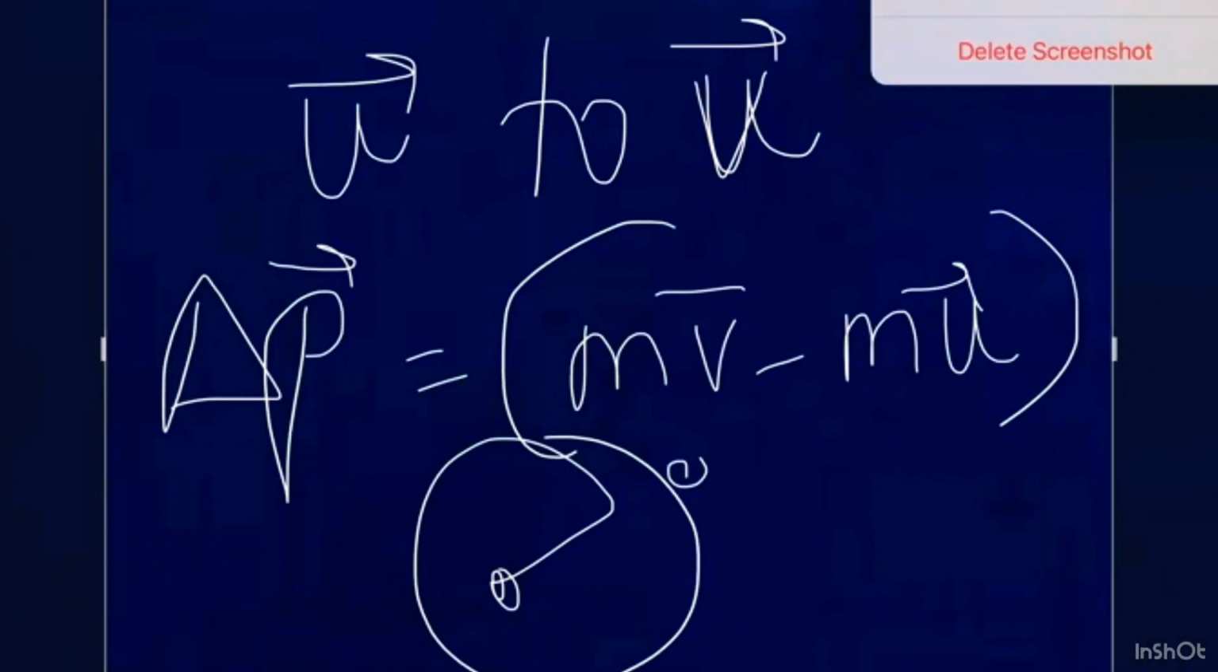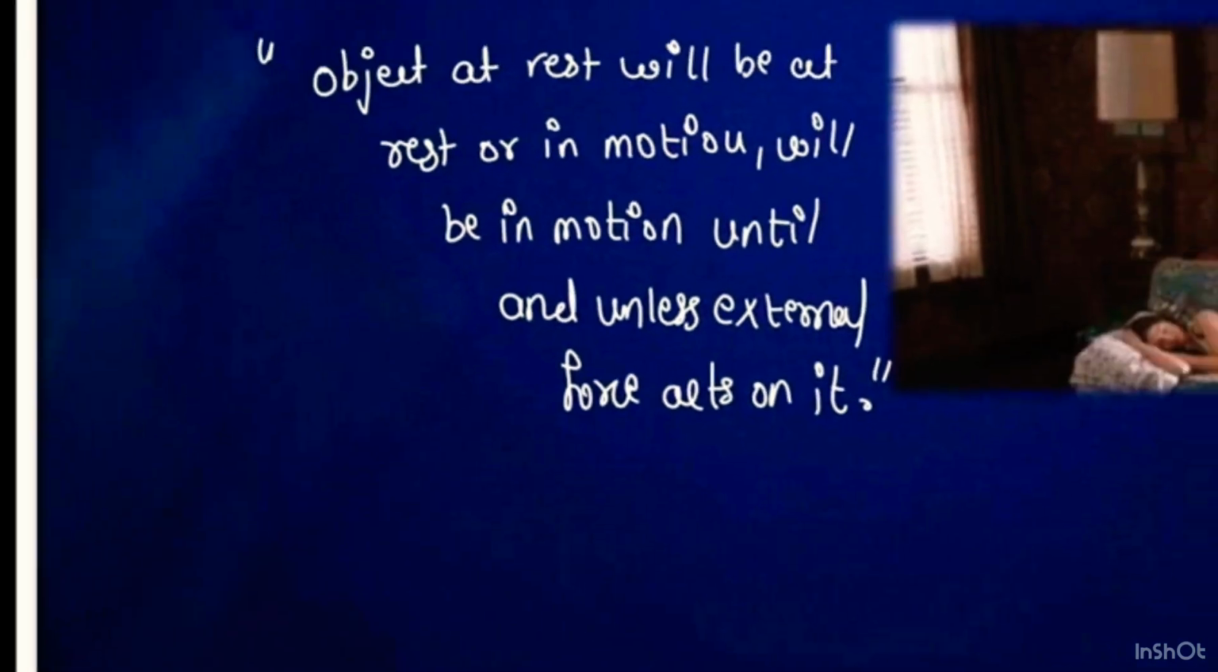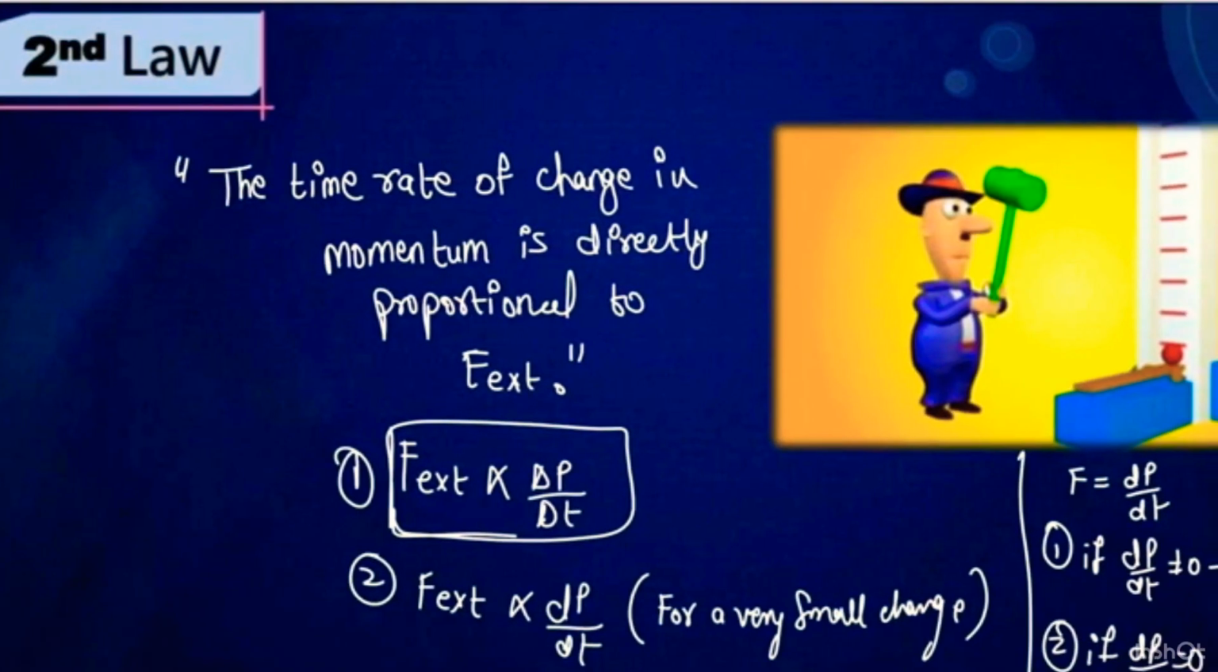So let's see the very important thing next, Newton's second law of motion. The time rate of change of momentum is directly proportional to the effect. We already saw directly proportional relationships. Newton's second law of motion states that the rate of change of linear momentum of a body with time is directly proportional to the net external force acting on it.